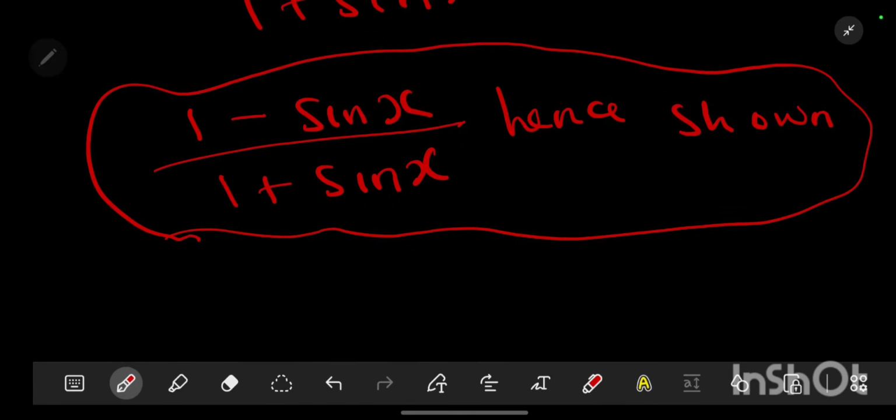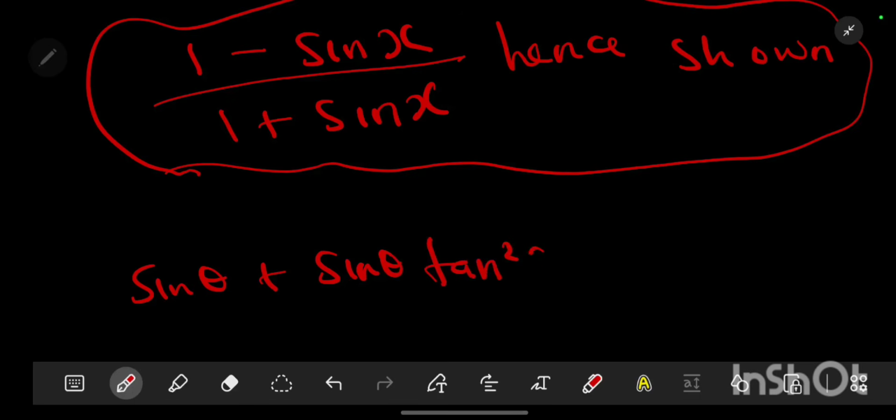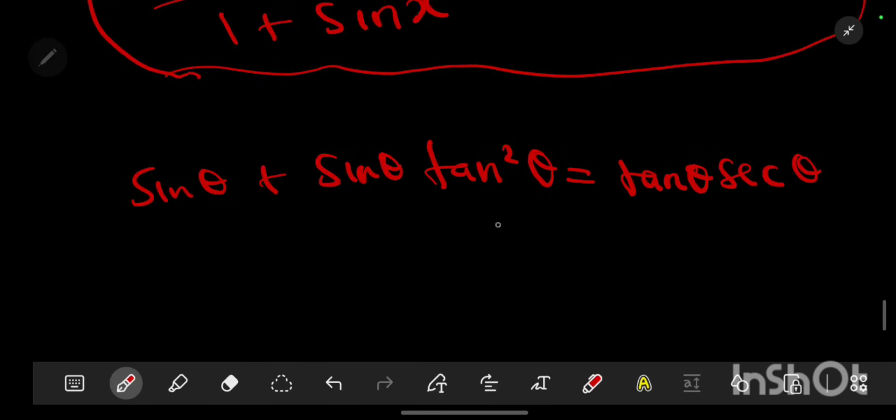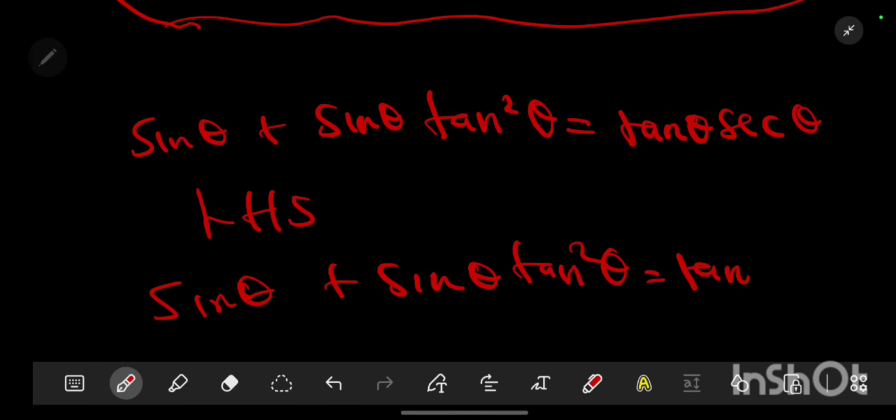Let's say we have this next question. It says that the sine of theta plus the sine theta tan squared theta should be equal to tan theta sec theta. From here, let's use the left hand side since it is more complex. So we have the sine of theta plus the sine of theta tan squared theta, which should be equal to tan of theta sec theta.